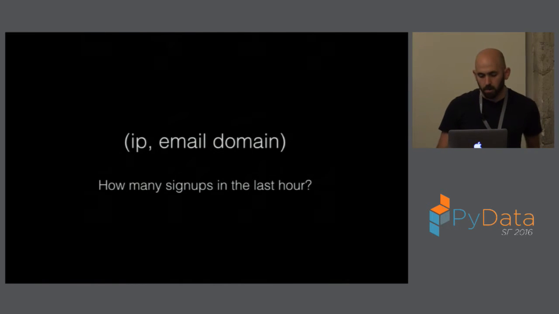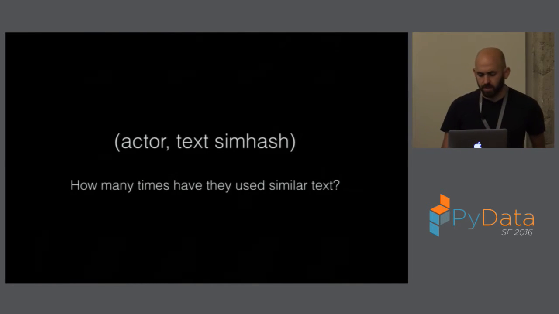And then also interestingly, we do this thing called a SimHash, which converts a blob of text into a very concise summary of it. And then how many actors have used similar text in the last hour. If you start seeing a lot of the same text, it probably means it's fairly spammy.